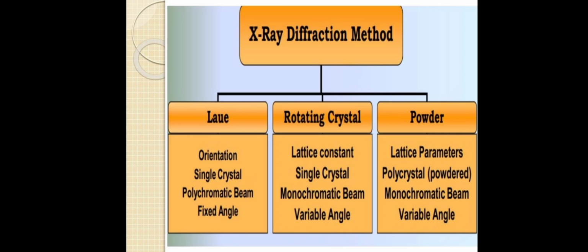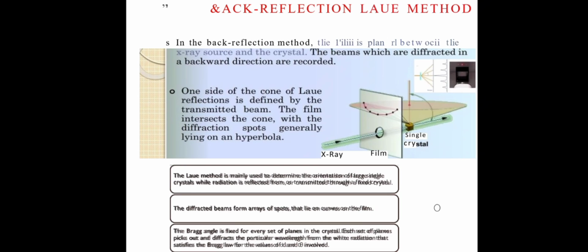Laue: orientation of a single crystal, polychromatic beam, fixed angle. Rotating crystal: lattice constant of a single crystal, monochromatic beam, variable angle. Powder: lattice parameter of a polycrystal, powder, monochromatic beam, variable angle.